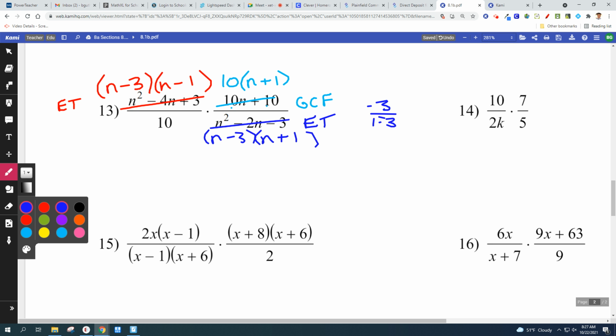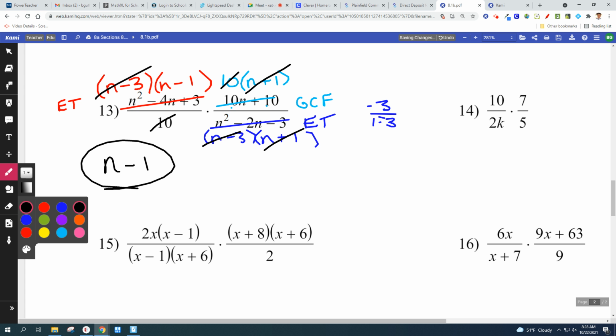Now we're all factored. It's just a matter of canceling stuff we can cancel. So what cancels? N minus 3 is going to cancel. This 10 is going to cancel. N plus 1 is going to cancel. So all I'm left with is n minus 1 on the top. You can say n minus 1 over 1 if you want, but the simplest way to just say that is n minus 1.